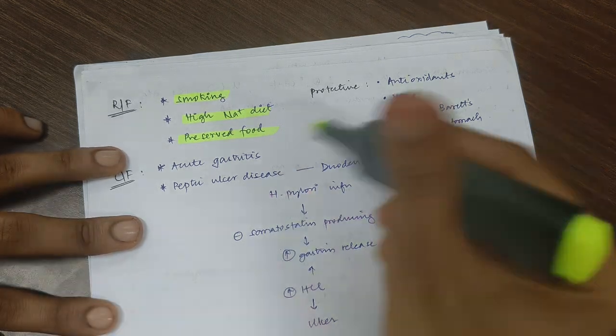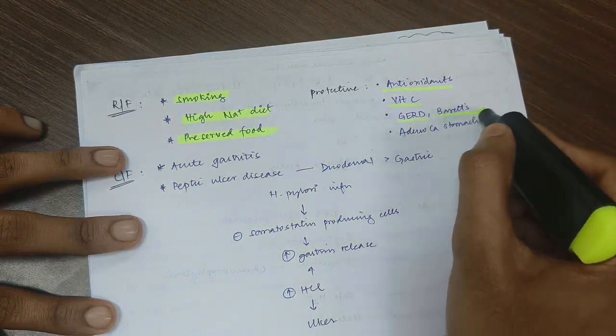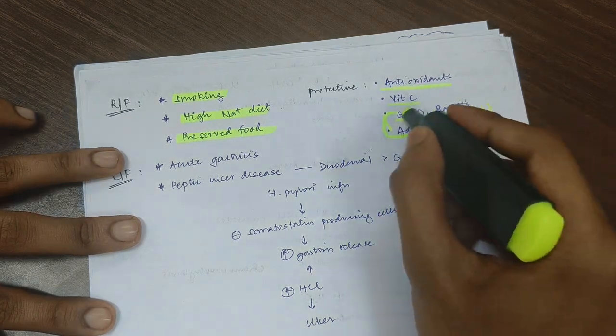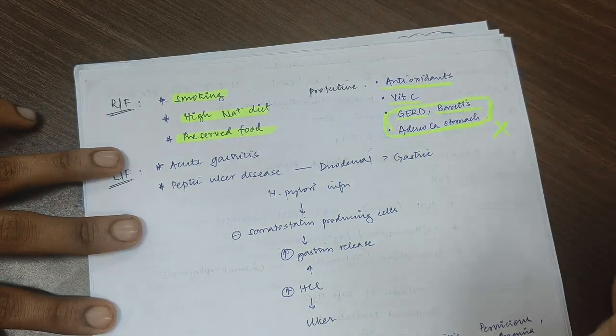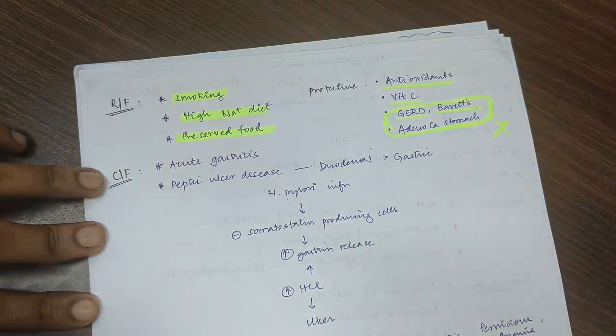Then protective factors are antioxidants and vitamin C. GERD, Barrett's esophagus, and adenocarcinoma are not usually seen. They are not going to be seen in the future. That is what they mean. They are protective for this.